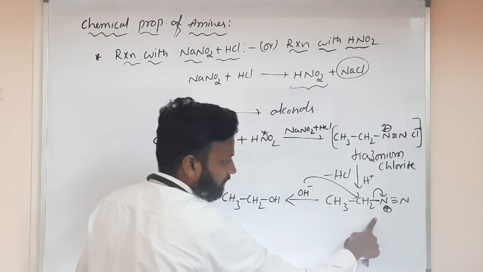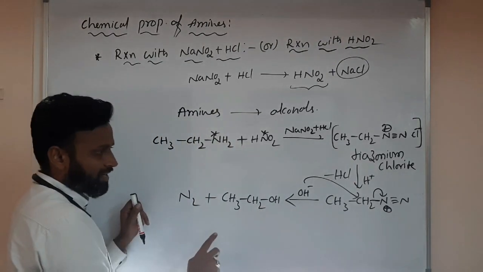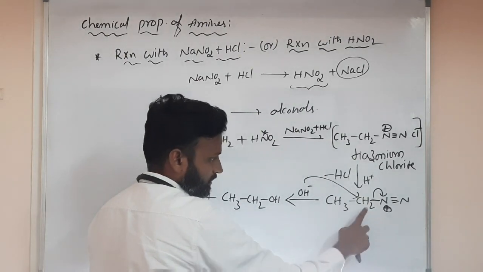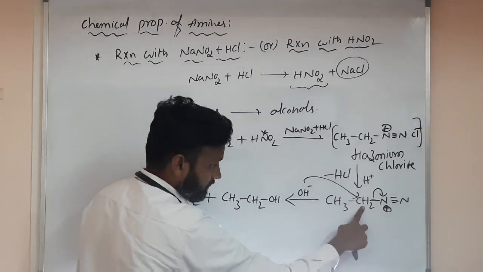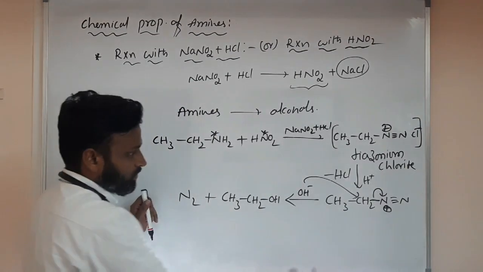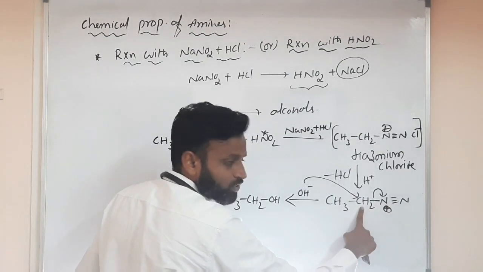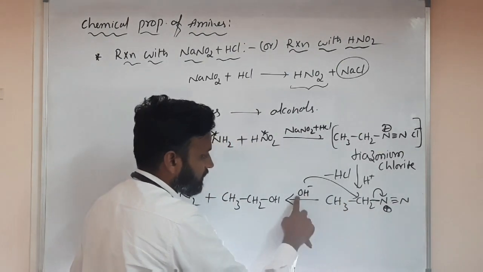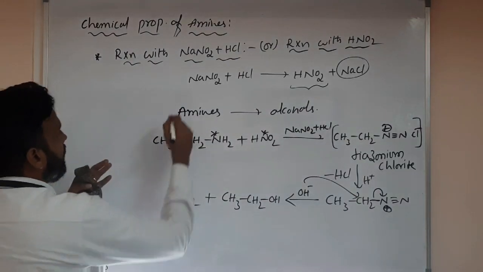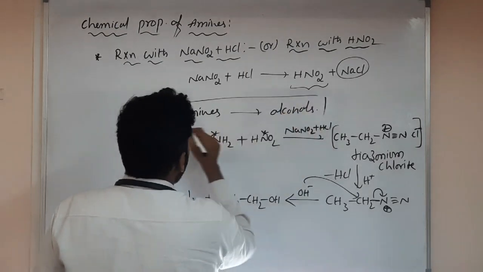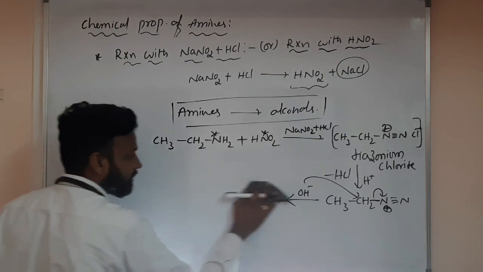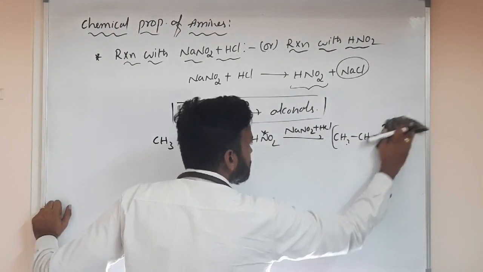Then you have this kind of intermediate. So N2 is removed, and you have a carbocation, CH3CH2 plus, and OH minus. Understanding? So from this, first N2 will be removed, positive charge here, CH3CH2 plus and OH minus. So you are having CH3CH2OH. That is why I gave here, amines converted to alcohols. Amines converted to what? Alcohols. Understood? So please note down all these things.